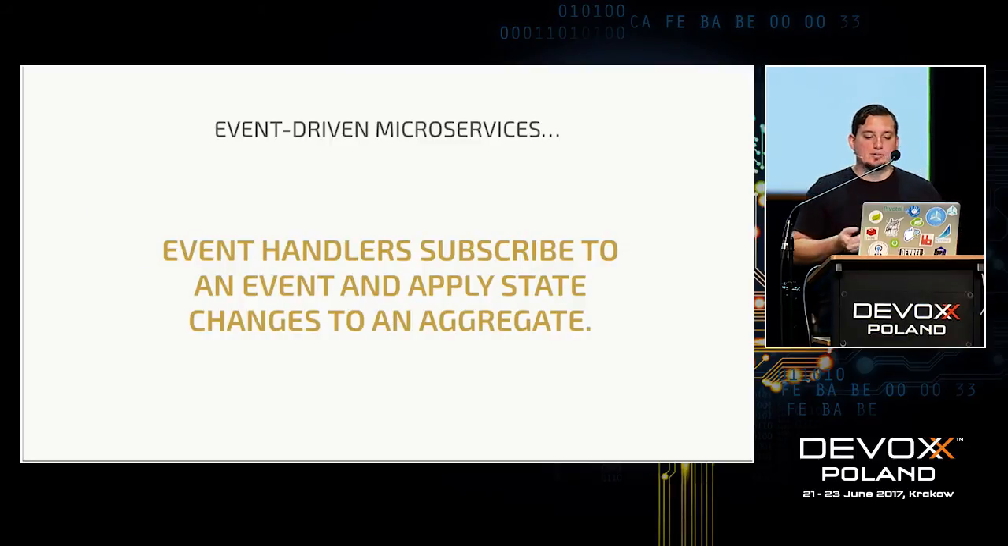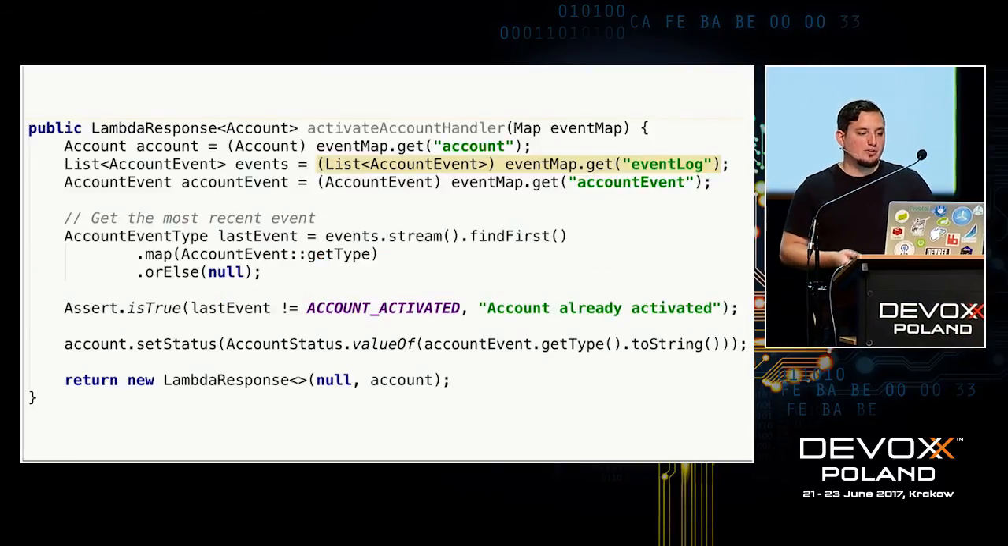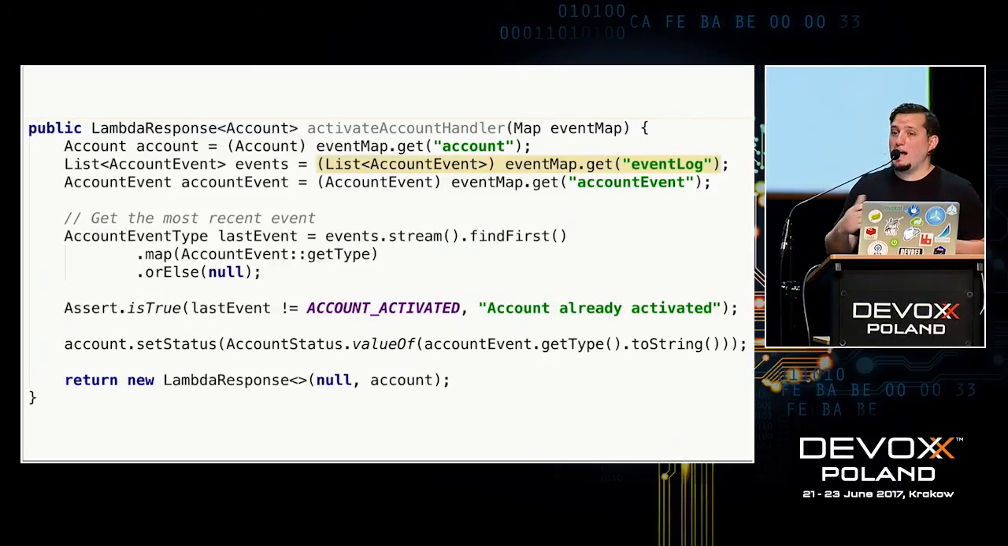So event handlers are going to subscribe to an event and apply state changes to an aggregate. Here's an example of this, which is actually a Lambda handler. You can add in things like serverless to be able to handle events and perform some action. So here in this activate account handler, I get in the event, and then I'm going to call back and get the most recent event, and I'm going to make sure that the account is not already activated, right?